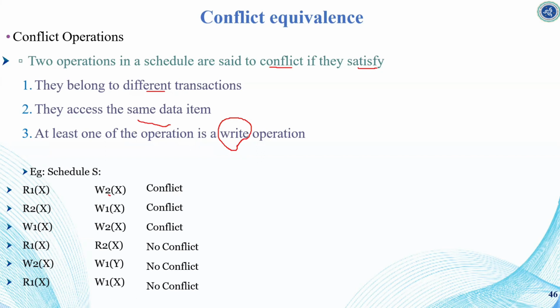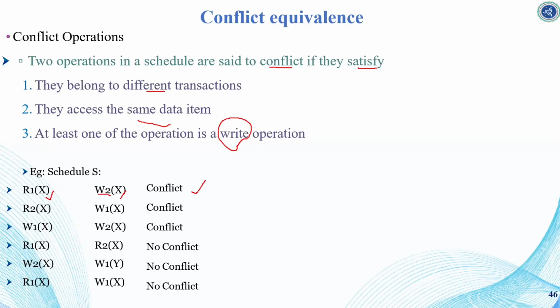Second, check the second condition: both have to access the same data item. Here this is X, and this also is X, so the second is okay. Then the third condition, at least one should be a write operation. T2 is performing a write operation. So we can say it is a conflict. Here it is a conflict.